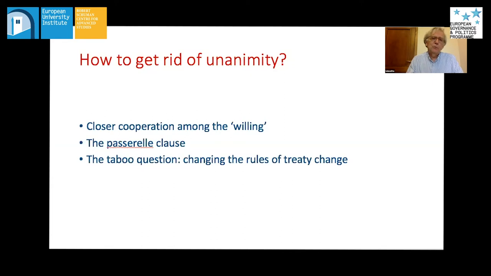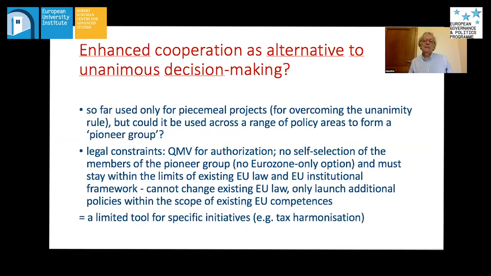Now, first of all, closer cooperation. There are essentially two constitutional forms of closer cooperation. One is so-called enhanced cooperation, using the EU system for cooperation between a group of states that may be 9 as a minimum or more. We have seen that this has been used a few times already for piecemeal projects, and each time it was actually used for overcoming the unanimity rule. So in situations where one or more countries objected against a project, the other countries decided to go for enhanced cooperation.